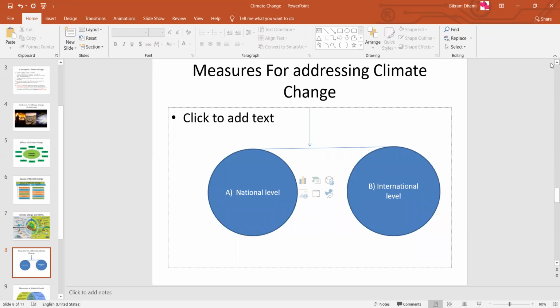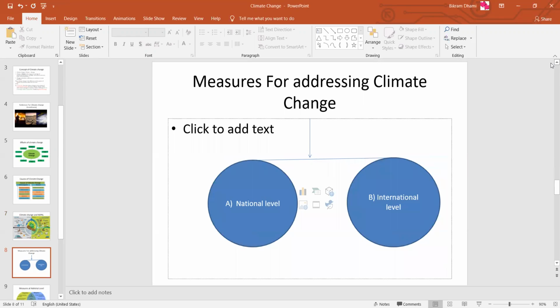Okay, so the measures for addressing climate change, I have divided into two parts, national level and international level. In the earlier picture also, you could see some of the measures that Nepal has taken at national level to address climate change, but you could not see them properly, so I have listed them differently in the next slide. So firstly, let's look at the measures at national level. So next slide.